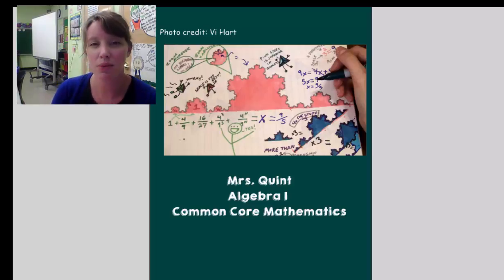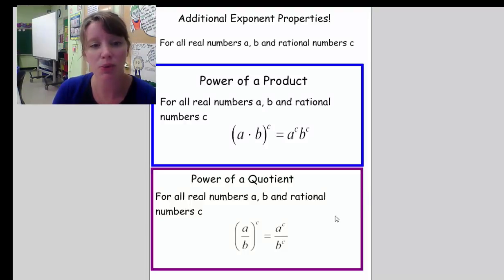Welcome back. Today we're going to talk about some more exponent rules and expressions involving variables. For our exponent rules, there's the power of a product and the power of a quotient that I'm going to go over today. So for all real numbers A and rational numbers C, we looked at exponents that were rational numbers C, and for real numbers as the base of this expression.